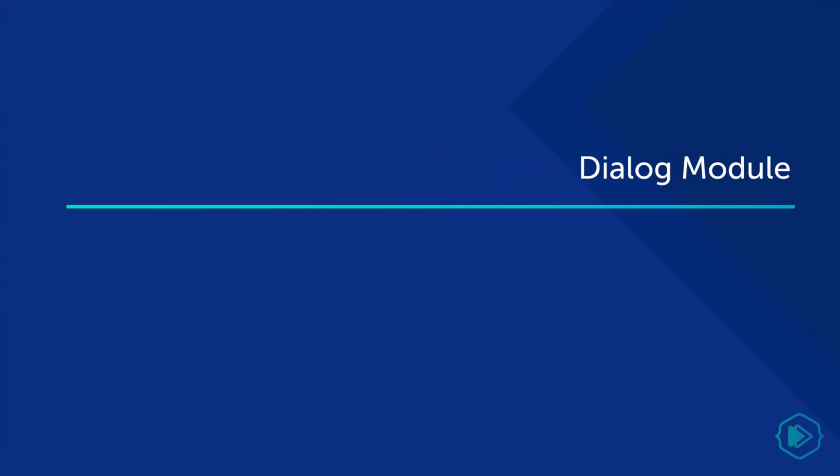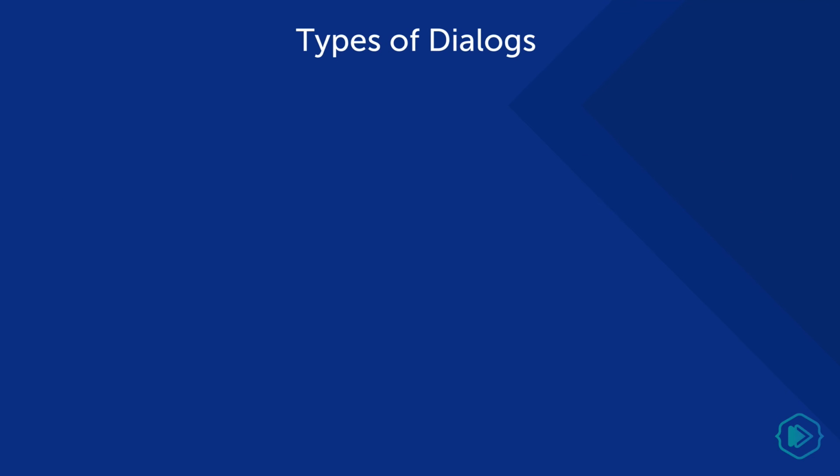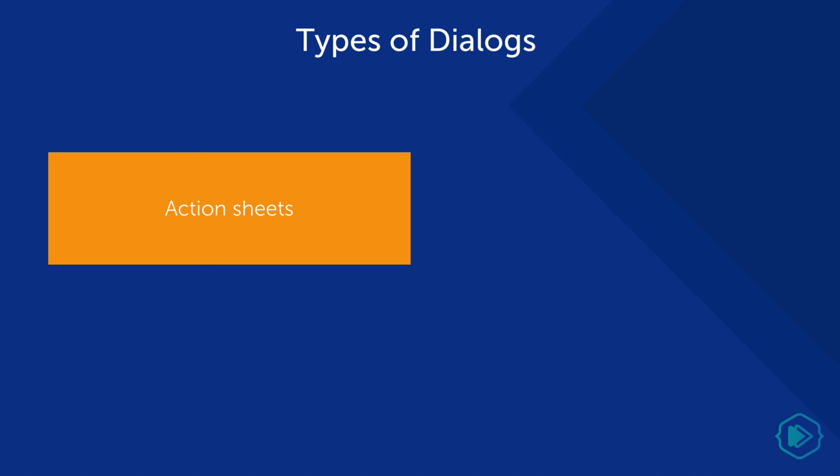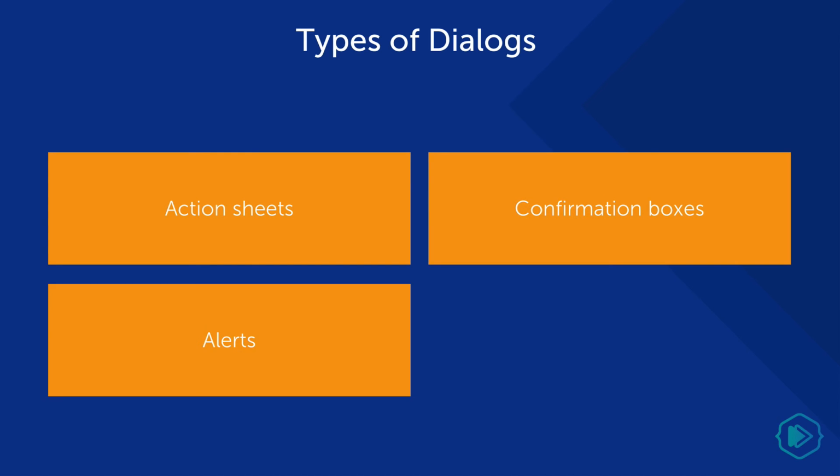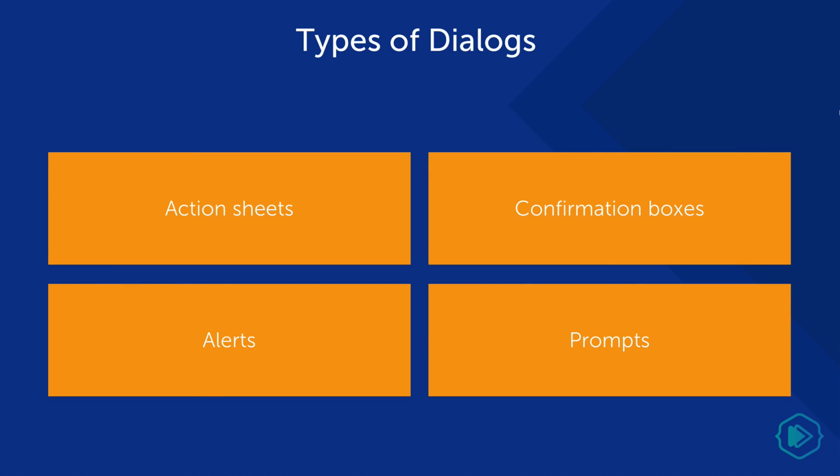Now the trickier situation is handling login failures. And for that, you're going to use the Dialog Module. You can use this module to show several types of pop-up UIs in your app, including action sheet, confirmation boxes, alert boxes, and prompts. It is a highly customizable module, and it lets you control the buttons in your alerts, the text, and the messaging in the alert itself.